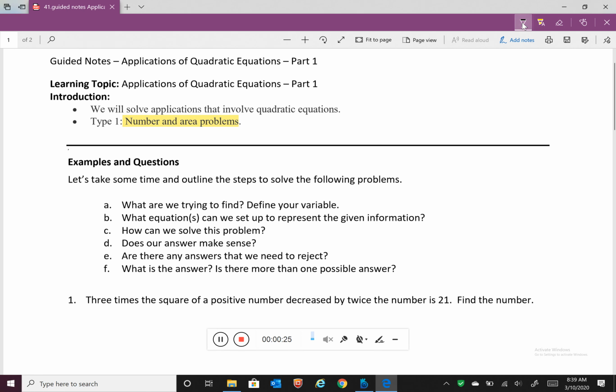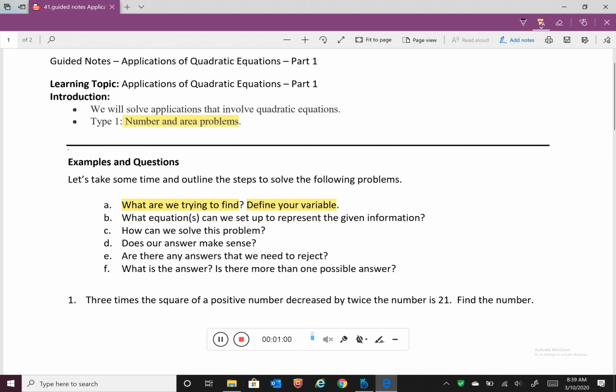To outline the steps that we will be taking in order to solve these application problems, the first step is to take some time and ask yourself, what are we trying to find? And then I encourage you to define your variable. Often those are thought of as let statements. So we're going to let, say, n equal the number, and we'll work with that together.